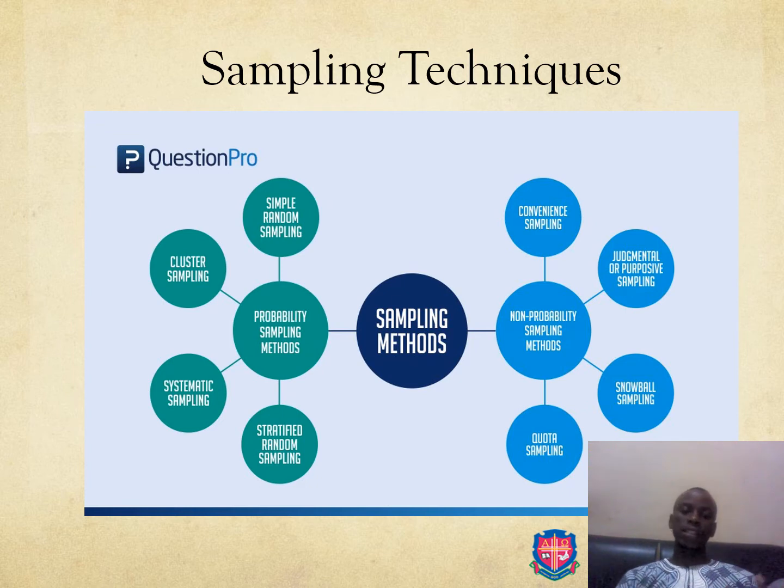I will just briefly talk about a few of the random sampling techniques. The first one is simple random sampling. At least this is the most used. Under simple random sampling, every element has an equal chance to be selected.